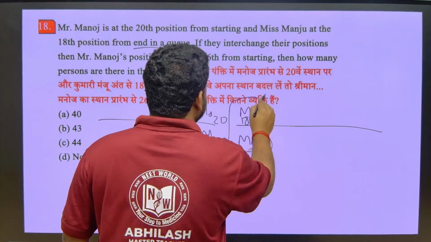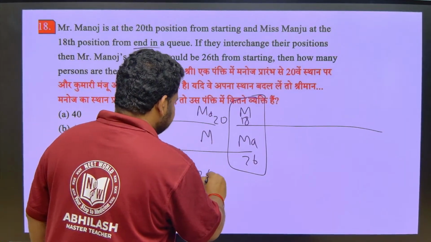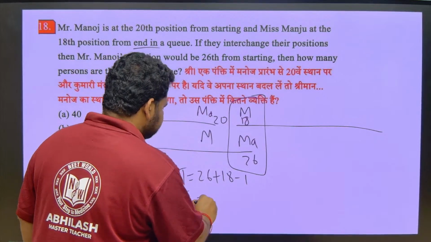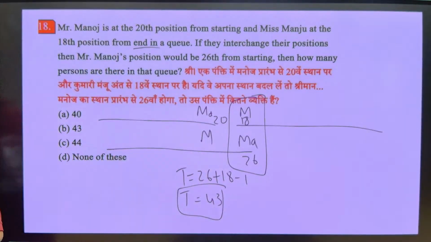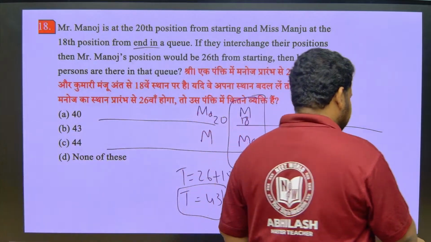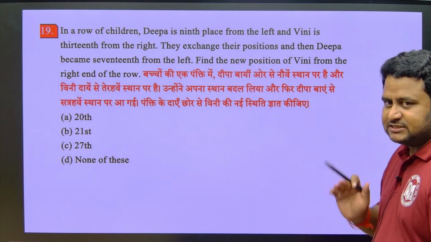Now they are asking how many persons are there in that queue. That is nothing but 26 plus 18, total is equal to 26 plus 18 minus 1. 26 plus 18 is 44, 44 minus 1 gives me 43. This is how you have to solve this question. Here you may find it tricky because they are telling end in a queue. Starting means left, ending means right. Please keep that in mind and solve. Starting means left, beginning means left, last or ending means right. Clear?